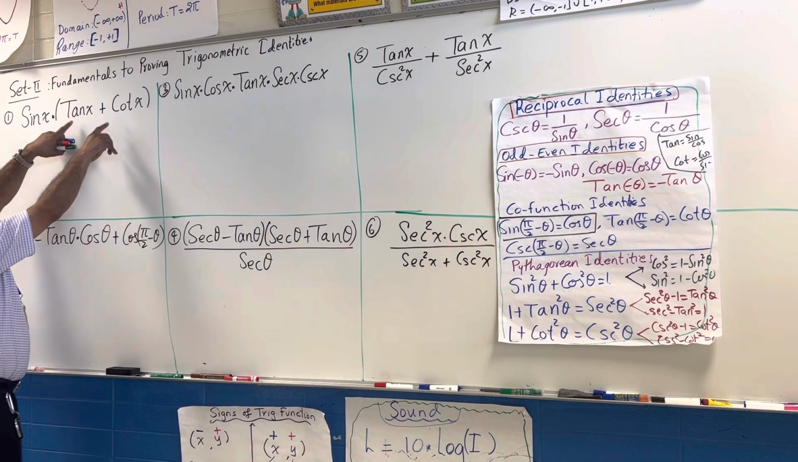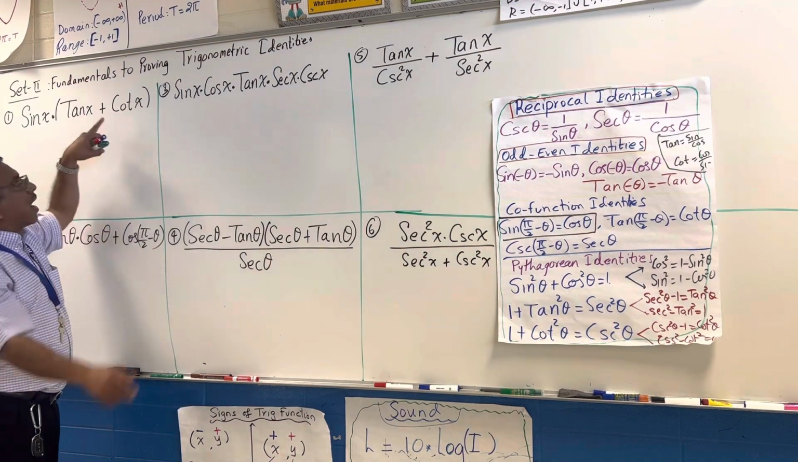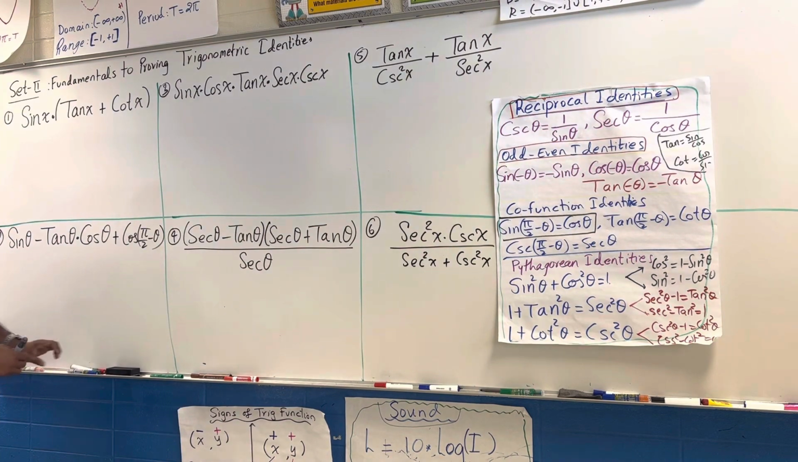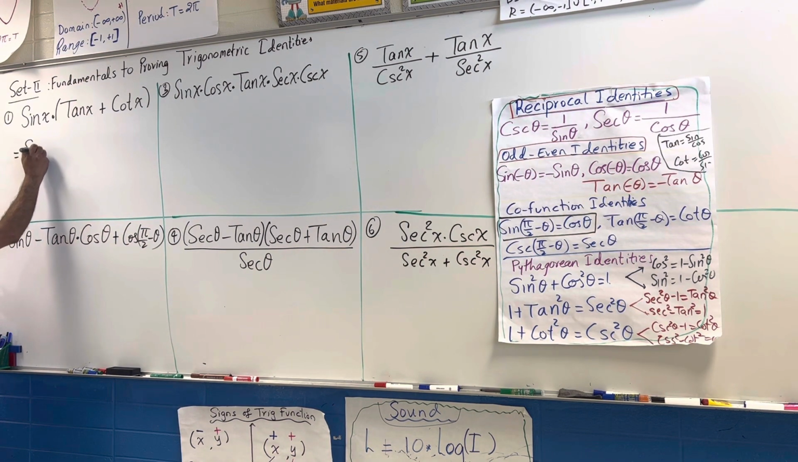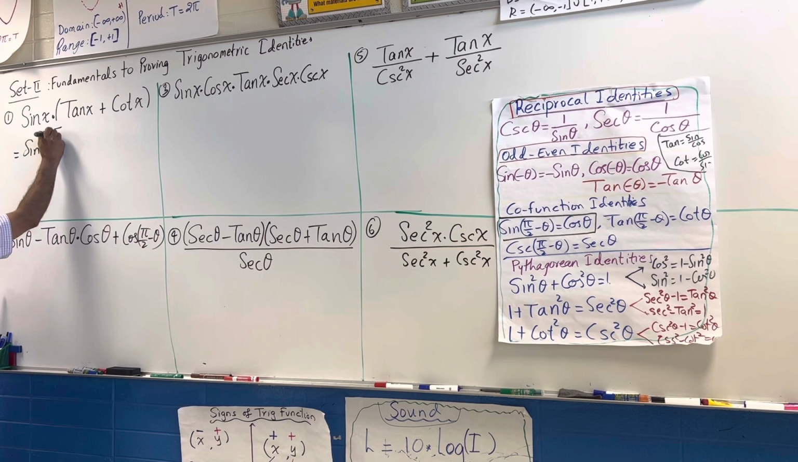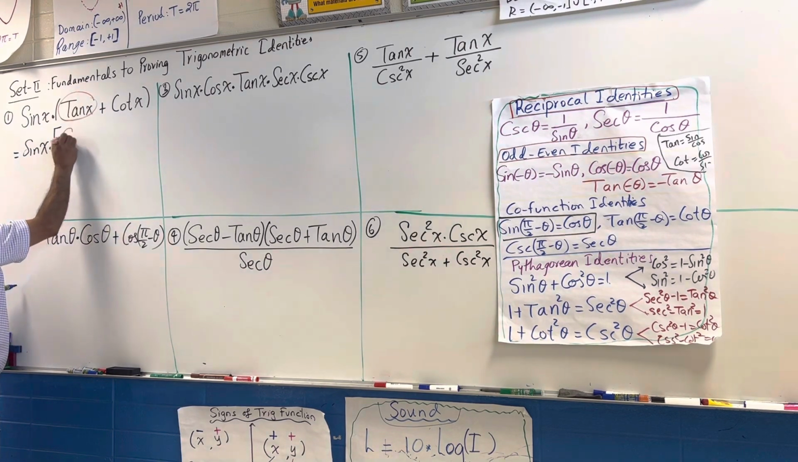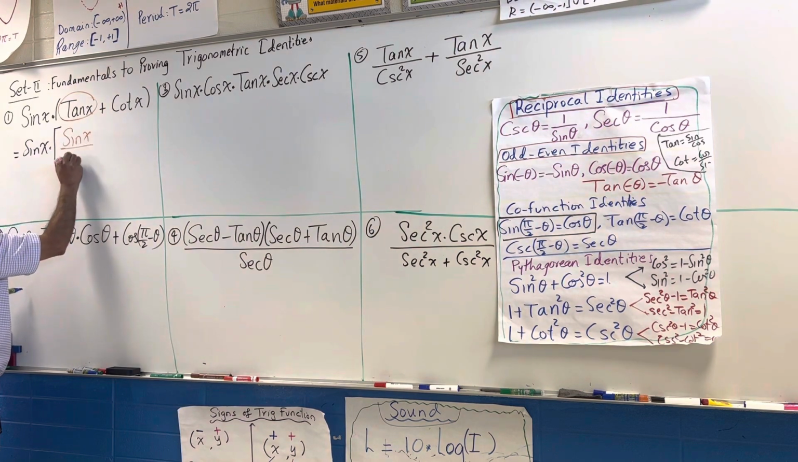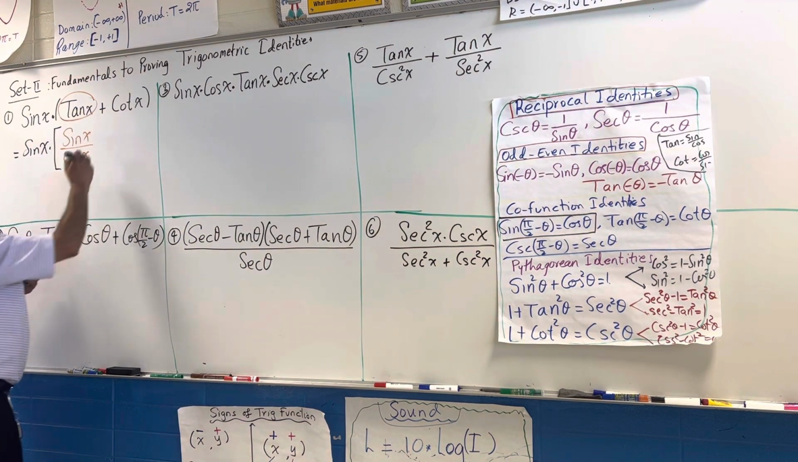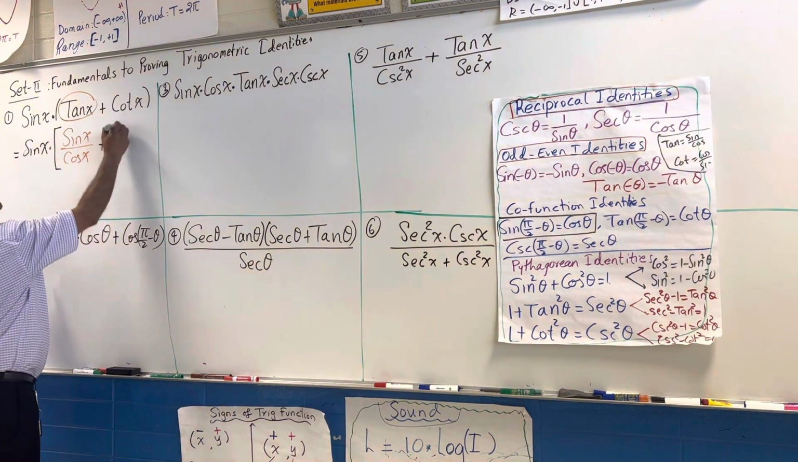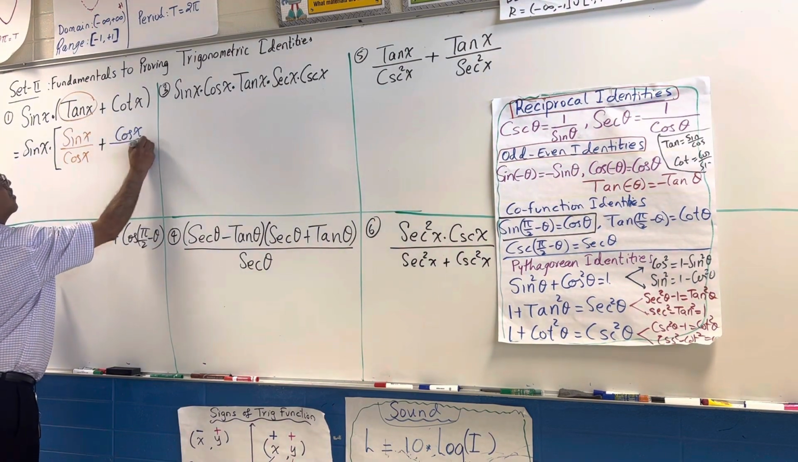The only thing you can replace is tan and cot: tan is sine over cosine, and cot is cosine over sine. So let's replace that. The sine x will remain the same. Replace tan by sine of x over cosine of x plus, and cot will be replaced by cosine over sine of x.